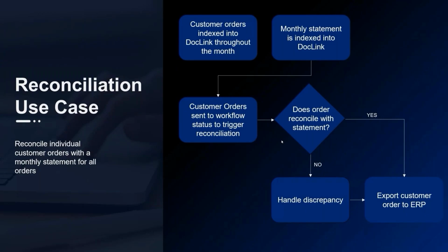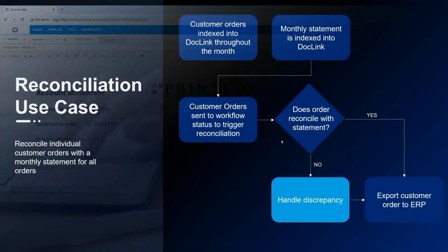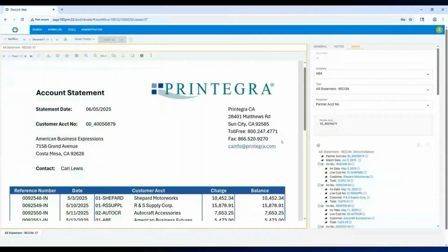So all of this is really behind the scenes. It's an automated process. The only time the user gets involved, again, is when there's a discrepancy. And so let's walk through what that looks like. We created some sample documents just to help visualize the process. This is a monthly statement, which includes lines for, again, each of the customer orders for that month. And you can see that we've indexed that document with all that line item data. The line item data is what DocLink is going to use for the reconciliation process.